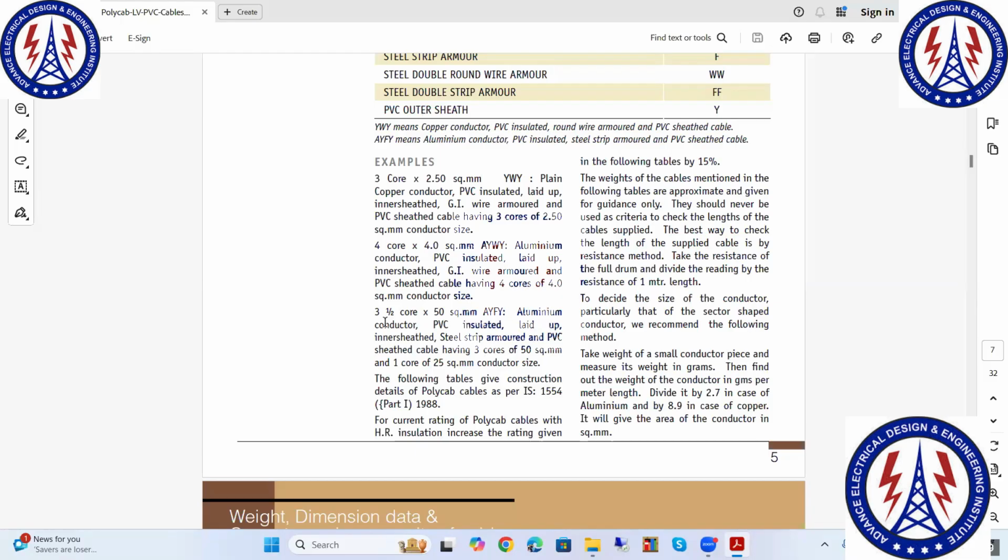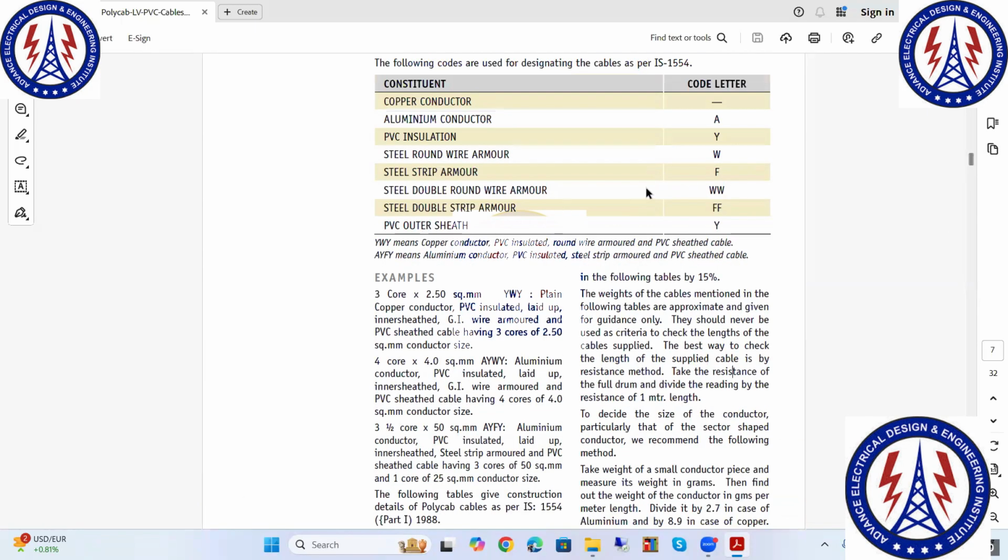The rest is the cable code letters. A means aluminum, Y stands for PVC insulation, F stands for armoring, and Y stands for PVC outer sheath. So, a simple cable. F stands for armoring, strip armored. So this is defined here, and with this we can identify any cable.